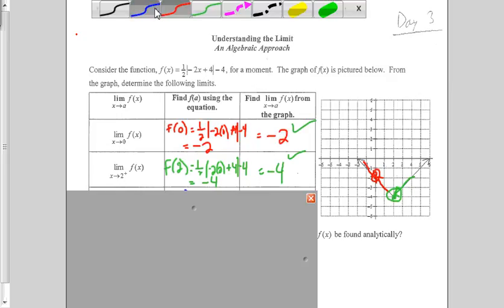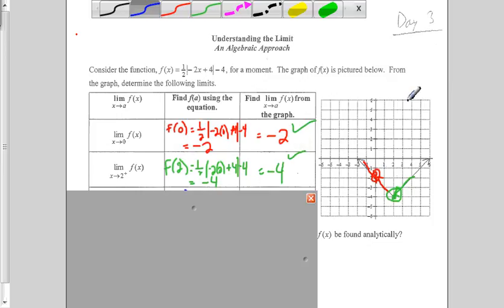All right, so now, checking this one. So negative 2 times 2 is negative 4, negative 4 plus 4 is 0, absolute value is 0, 0 times half is 0, minus 4 is negative 4. So those are equal.